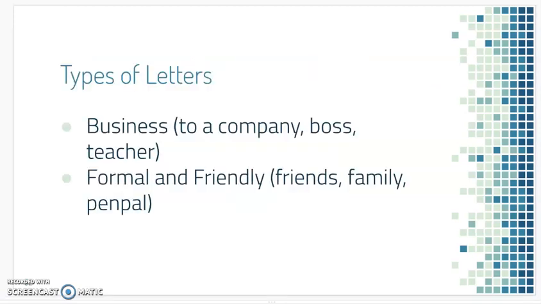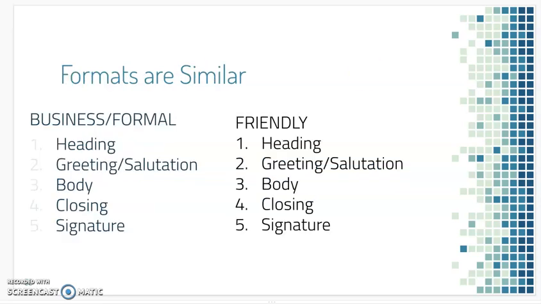When it comes to paper letters, there are two types. There is business, so you might be sending to a company, to your boss, or to a teacher. And then there's formal and friendly. This is what you would send to friends and family, or maybe if you had a pen pal. At first glance, it seems like both formats are very similar. Both business and friendly have 5 parts to it. There is the heading, the greeting and salutation, the body, the closing, and the signature.